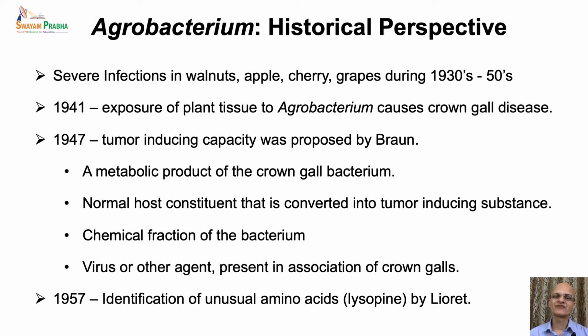Later in 1957, Lioret and colleagues reported the presence of unusual amino acid derivatives, that is, lysopine, from the crown gall disease. And these unusual amino acid derivatives are called opines. This was the first and a significant step towards understanding the biology of Agrobacterium, that is, how the infection takes place.